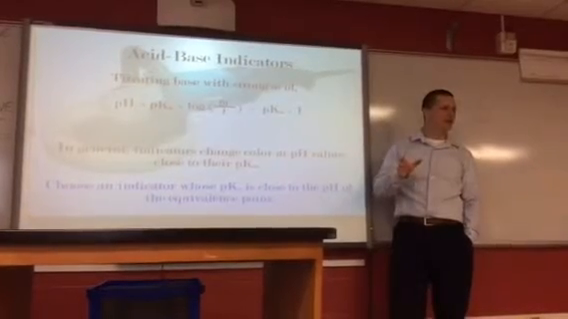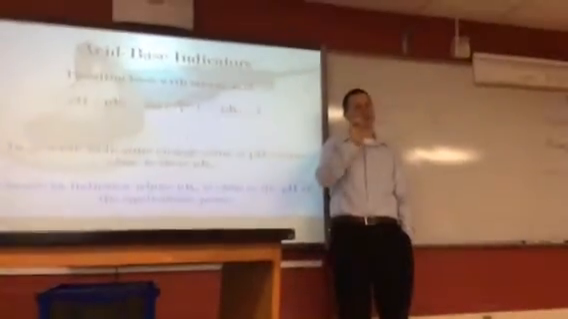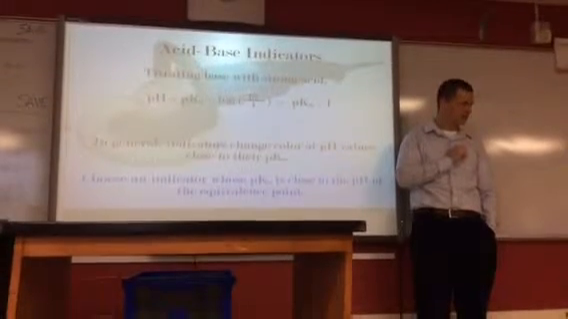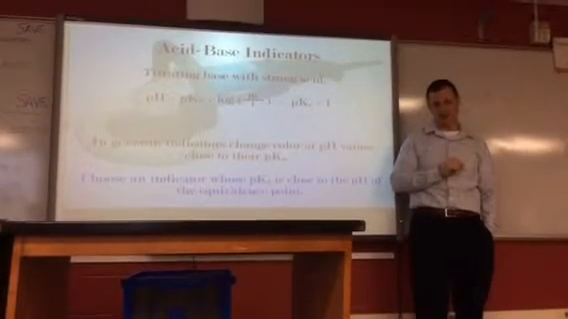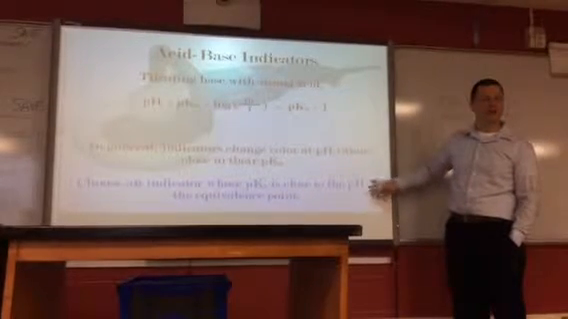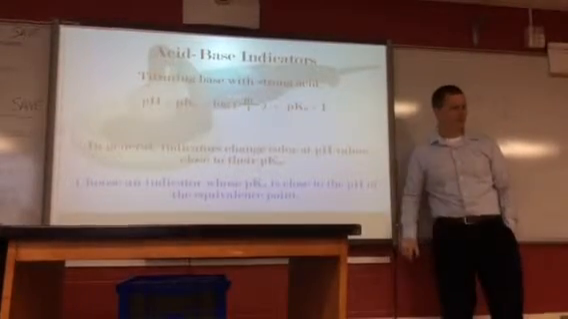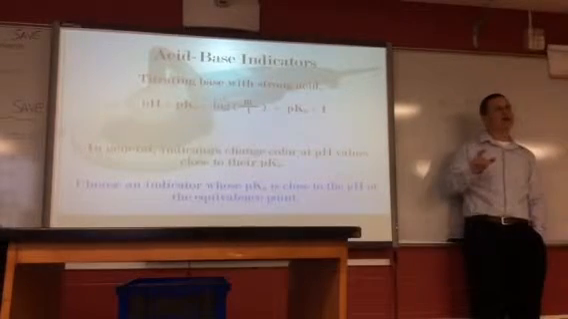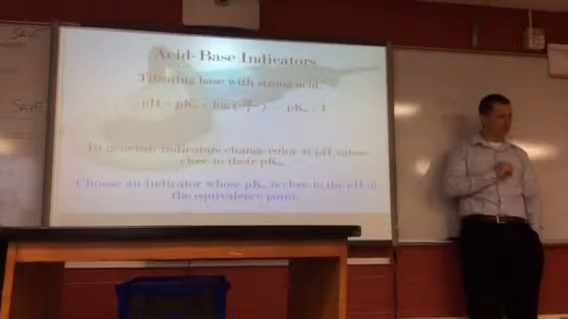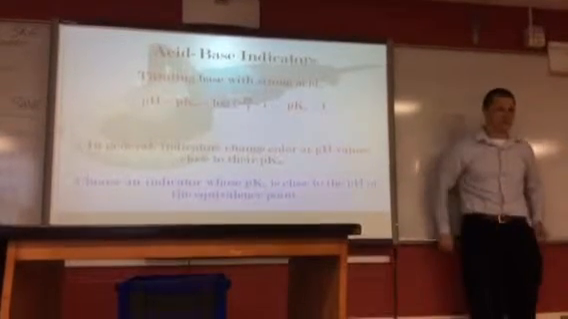In general, indicators change color when the pH of their environment is about whatever its pKa is. That's when you can expect to see the color change. So how do we choose a good indicator for a reaction? That's what's written here in blue. Choose an indicator that's going to have a pKa that's close to the pH of the equivalence point.